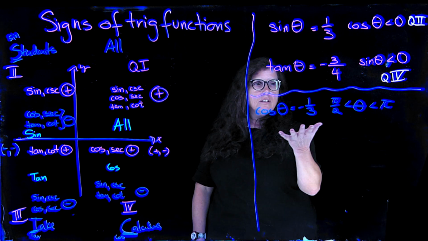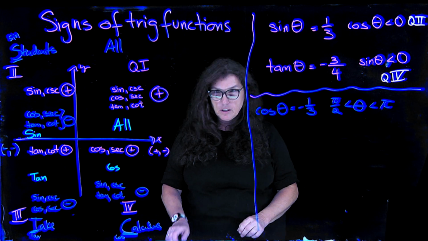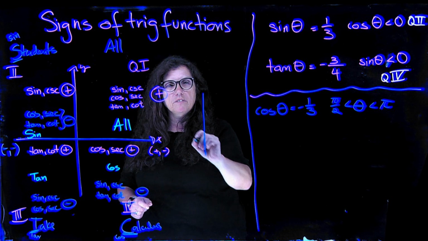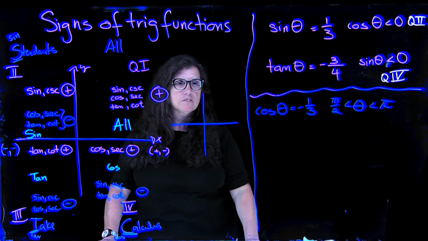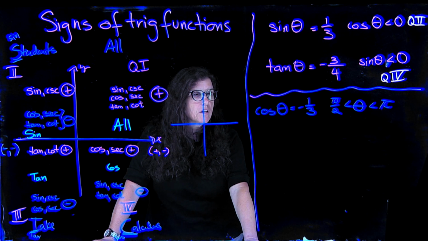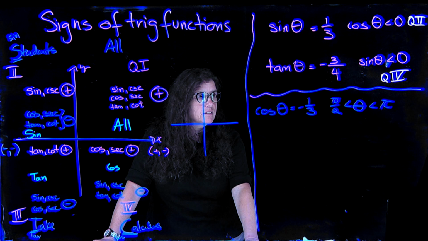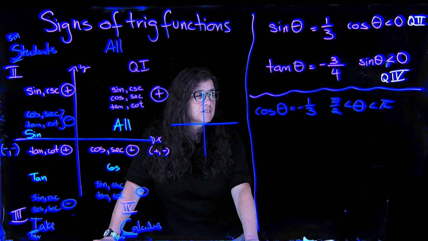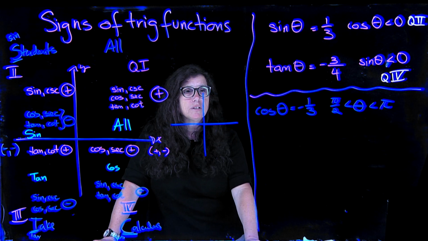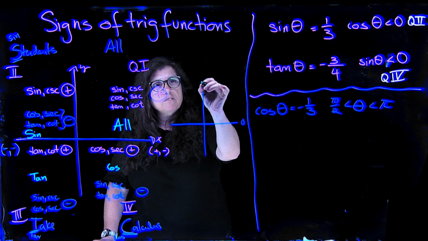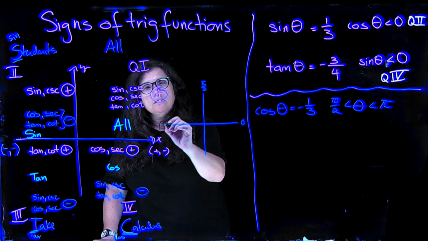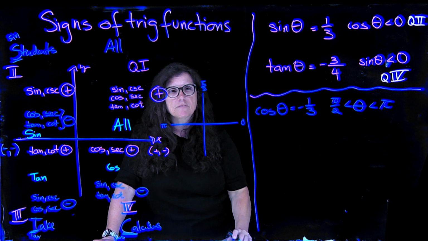Now, let's have a problem. Okay, what did I say? What do I always say? Make yourself a little sketch. The cosine of theta is negative 1/3, and our theta is located between pi over 2 and pi. 0, pi over 2, 90 degrees, and pi, we're right here.